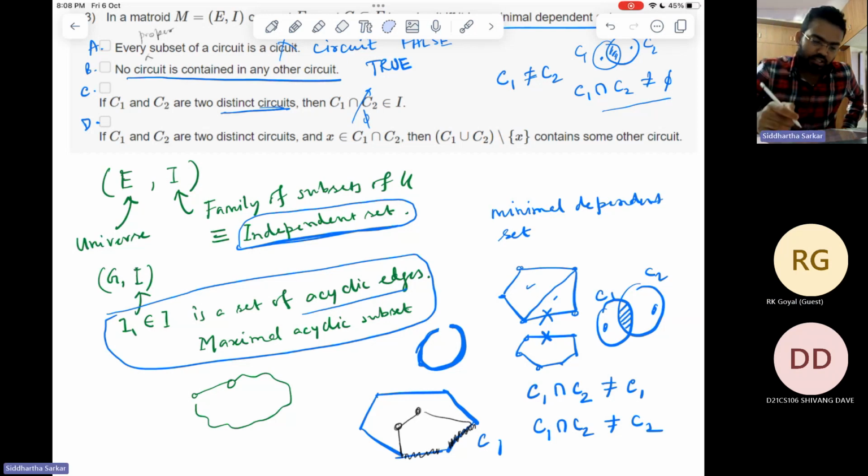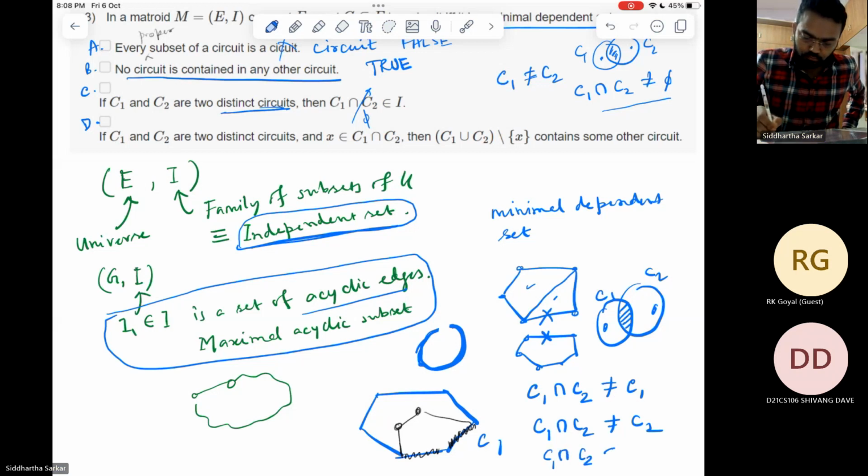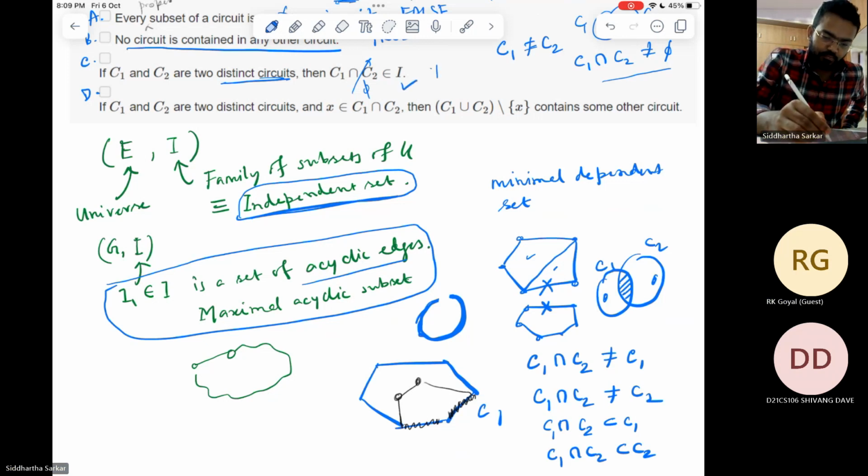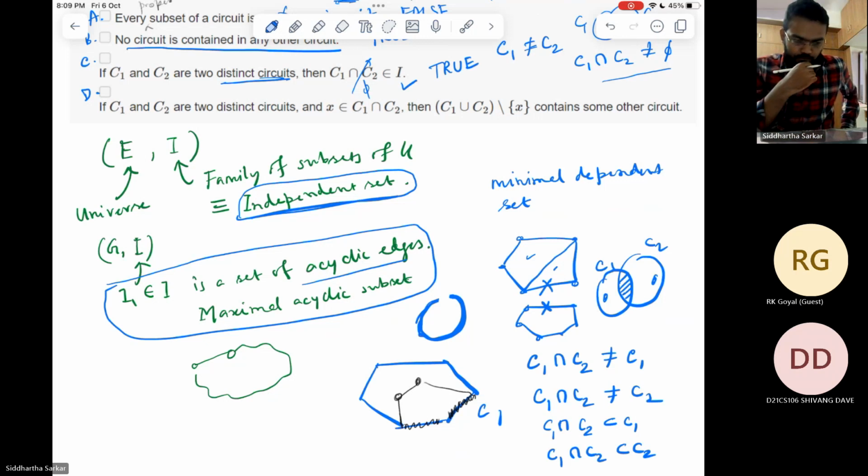So therefore, C1 intersection C2, whatever it is, is a subset of C1, and it is also a subset of C2. And because C1 and C2 are minimal dependent circuits, any proper subset of them is not a circuit. So it will be independent, yes, it will be null. So this is true.